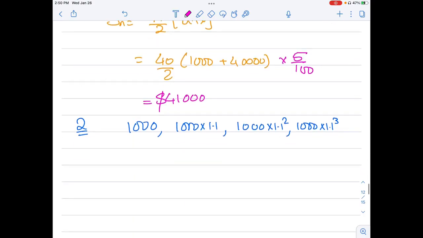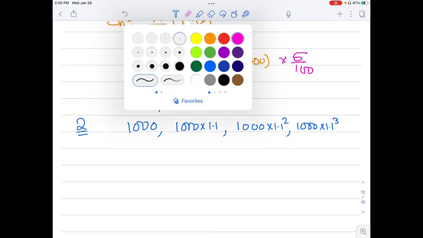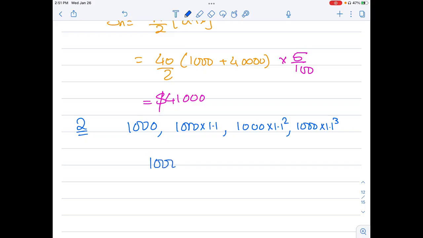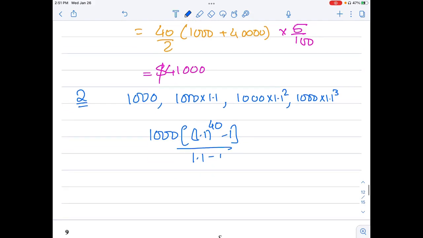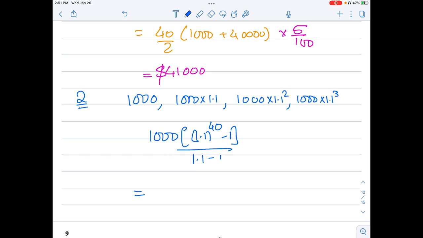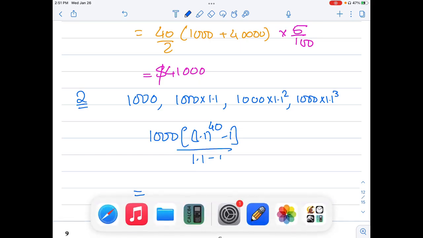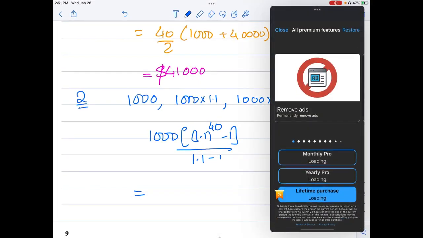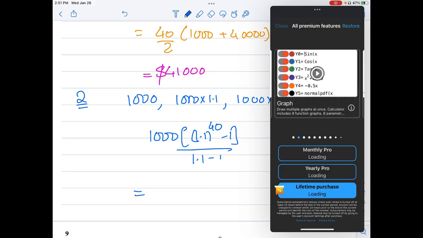Model 2, it is a geometric progression. So the formula will be a times r to the power of n minus 1 by r minus 1. N is nothing but how much? 40. Then again, we have to simplify this one. This simplification is somewhat complicated, so therefore we can use the calculator over here. So let me use the calculator.